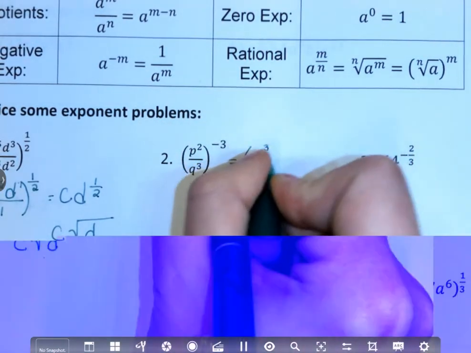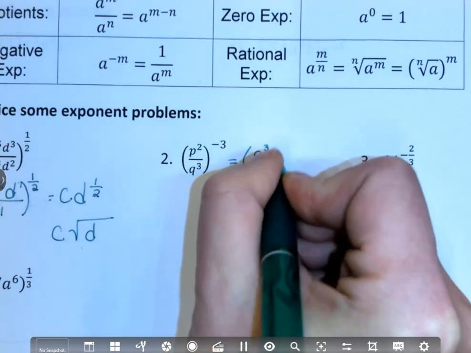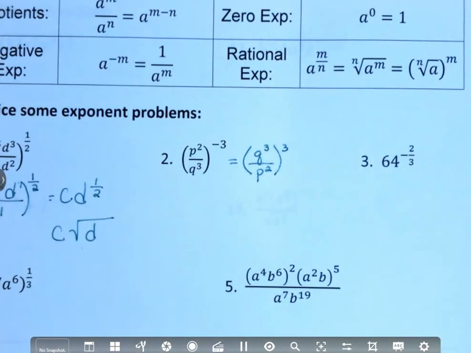When I taught Algebra 1, they called that the reciprocal. I thought it was funny too. I thought it was like, oh, cool, yeah, it's a reciprocal.